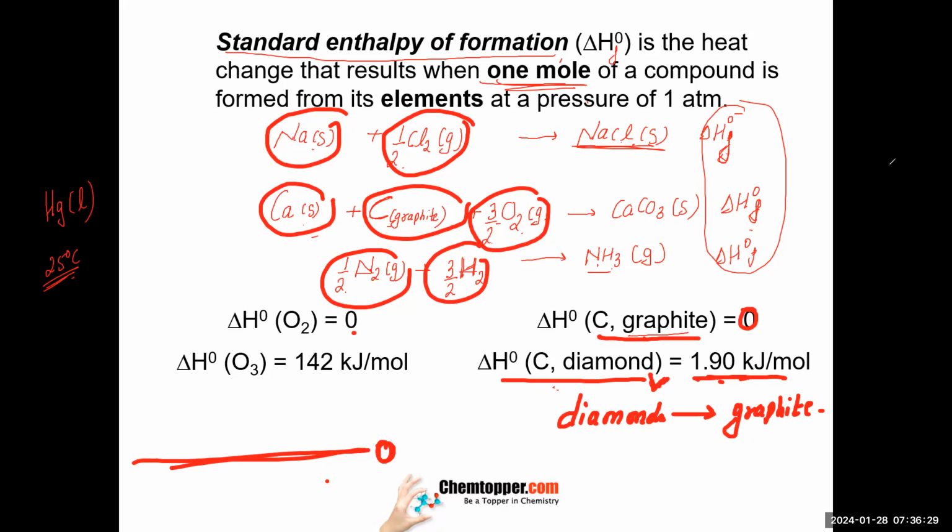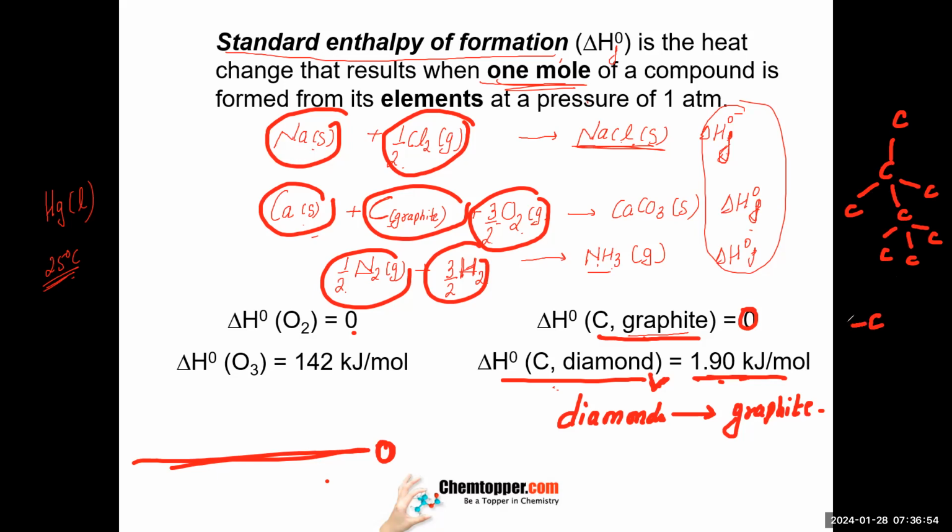If you remember the structure, each carbon is tetrahedrally bonded to four carbons in diamond. Each carbon is bonded to four. This is a covalent network, you remember covalent network. And the same thing is there in graphite. Graphite is also a covalent network.